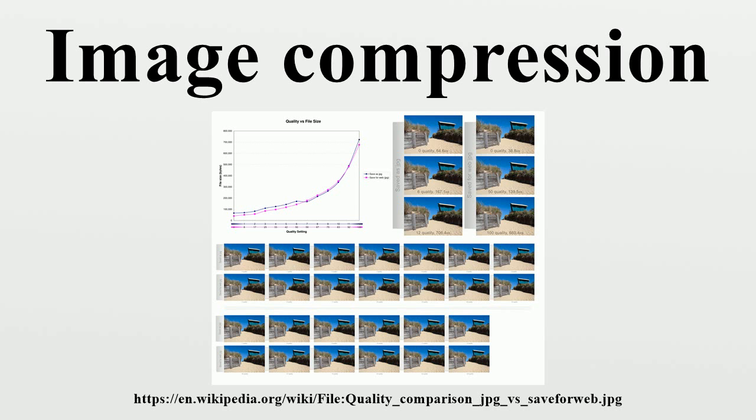Methods for lossless image compression are: run length encoding, used as the default method in PCX and as one of the possible methods in BMP, TGA, TIFF; area image compression; DPCM and predictive coding; entropy encoding; adaptive dictionary algorithms such as LZW, used in GIF and TIFF; deflation, used in PNG, MNG, and TIFF; chain codes.